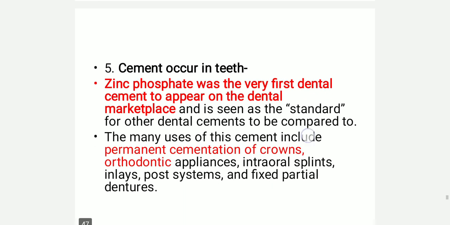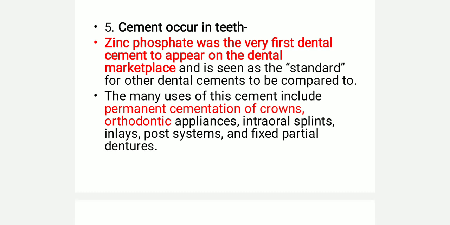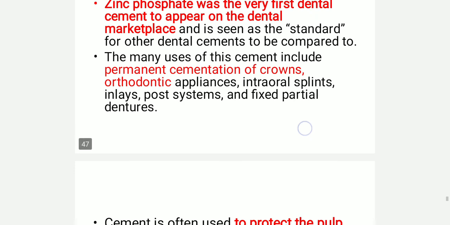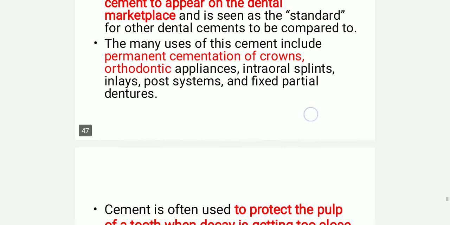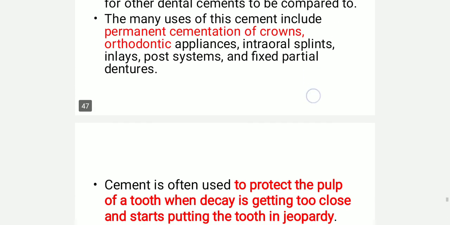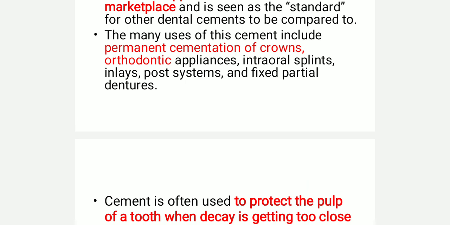Cement occurs in teeth. Just remember that zinc phosphate was the very first dental cement to appear on the dental marketplace and is seen as the standard for other dental cements to be compared to. The many uses of this cement include permanent cementation of crowns, orthodontic implants, intraoral splints, inlays, post systems, and fixed partial dentures. Cement is used in the procedures of the dentist, related with the teeth.